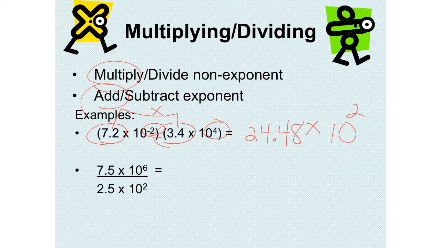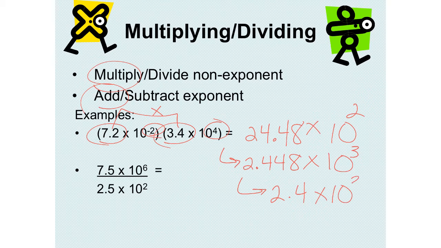Now I need to make this legal and have the right number of significant figures. By make it legal, your coefficient should be at least 1, but less than 10. So 2.448. Now, since I decreased my coefficient, I have to up my exponent to maintain the same value. And then lastly, I need to round for significant figures. So I only want 2 significant figures. So 2.4 times 10 to the third would be my answer.